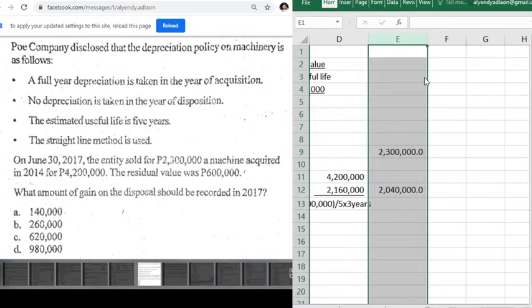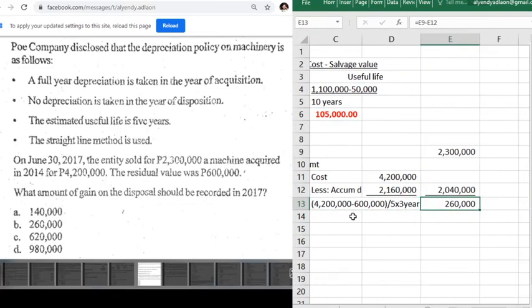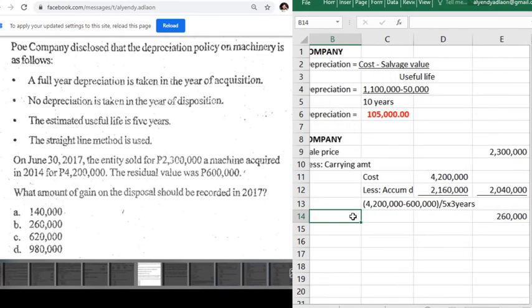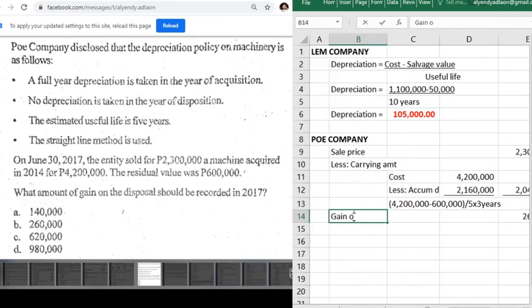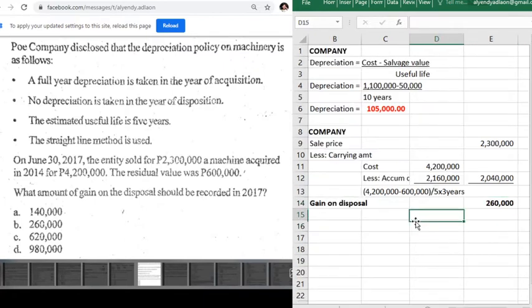Now class, since the machinery was sold for 2,300,000 and the carrying amount is only 2,040,000, therefore this means that there is a gain on disposal amounting to 260,000. Okay? So gain on disposal of 260,000, and that is letter B. Okay, that is letter B.